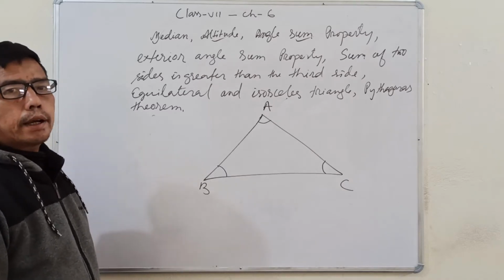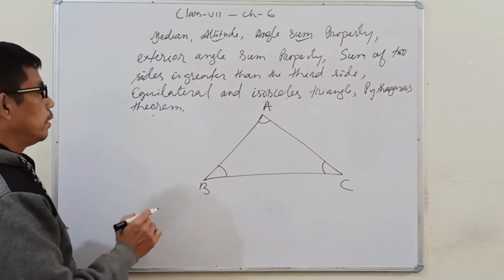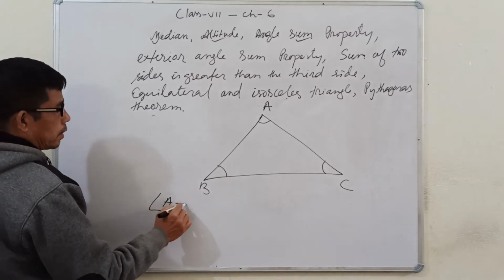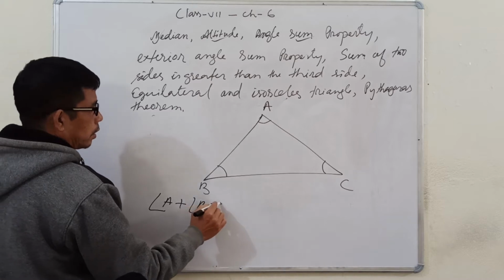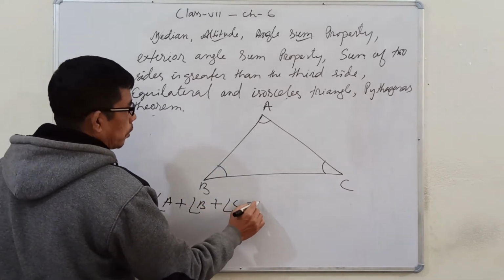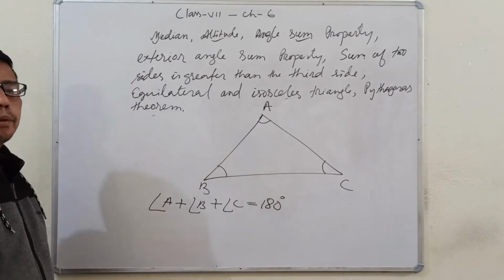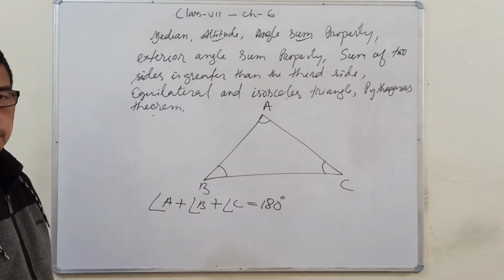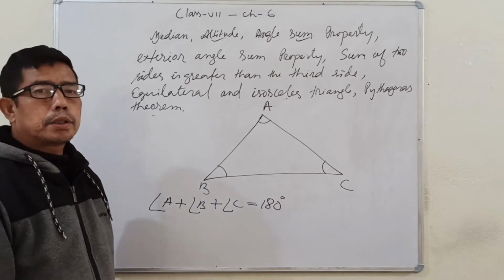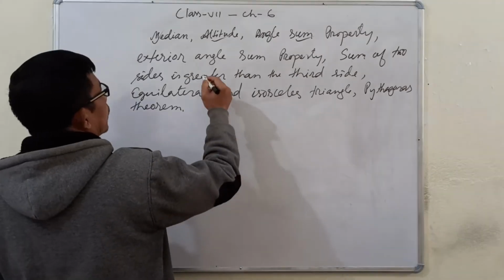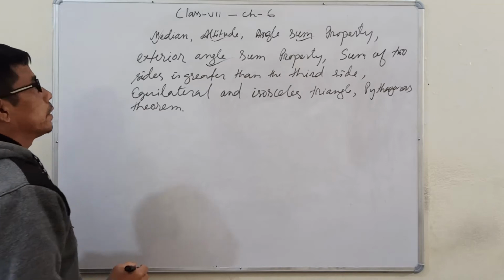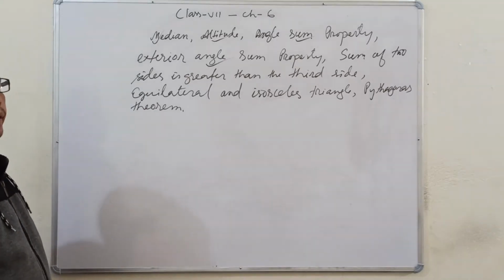So for any triangle, whether it is small or big, measure of the three angles should be always 180 degree. Whatever may be the type of the triangle. So this is known as angle sum property of triangle. Then let's come to the exterior angle sum property of a triangle.